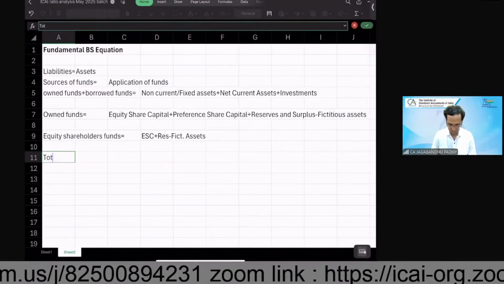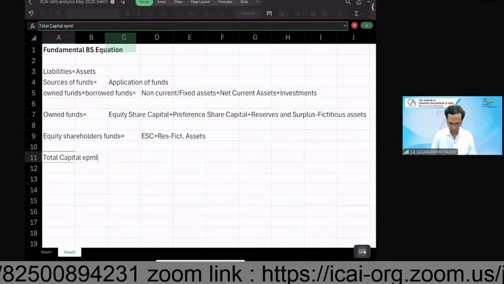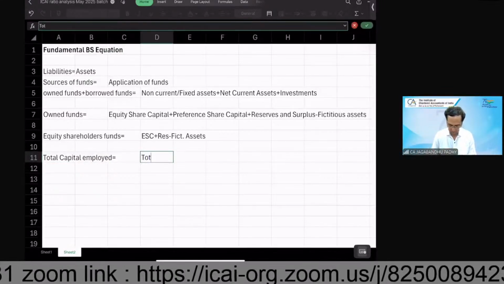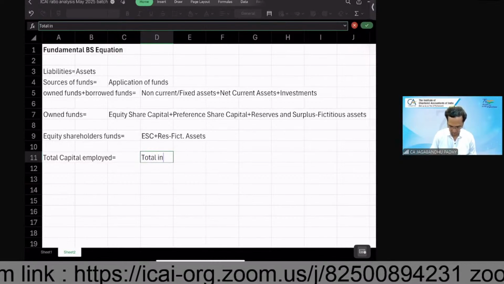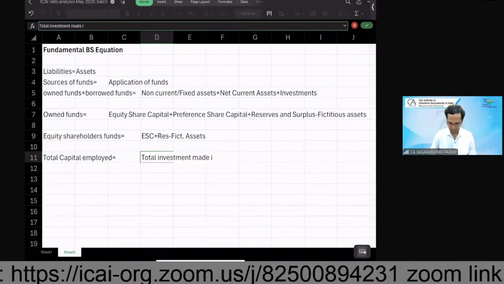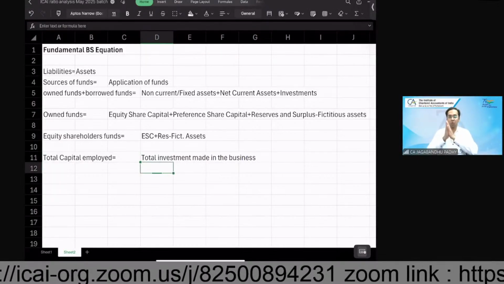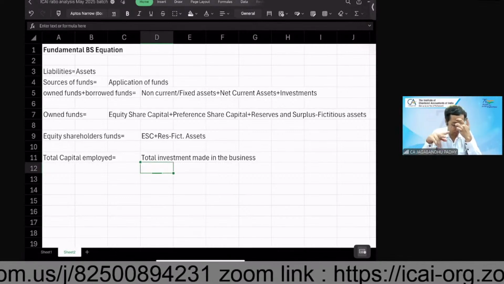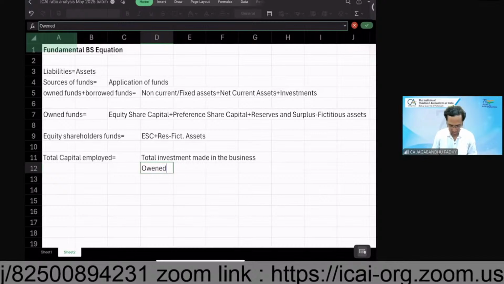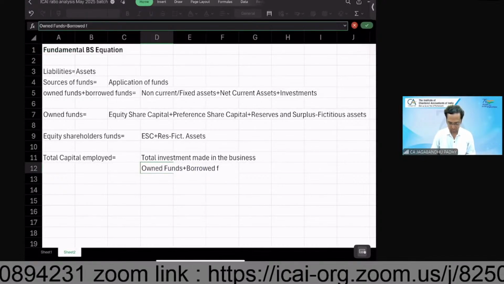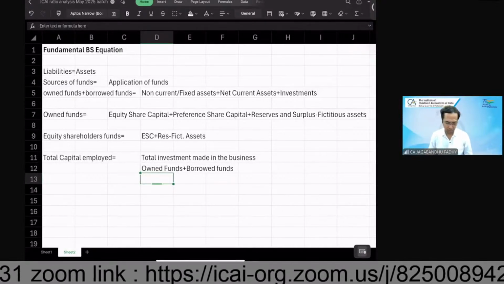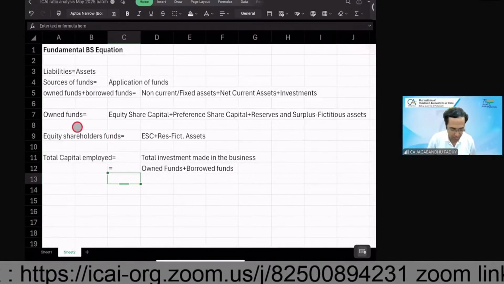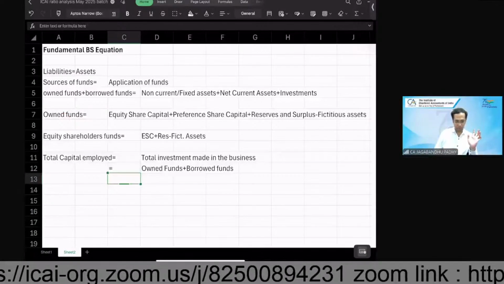Then we'll use one more term called total capital employed. Now, total capital employed is basically the total investment made in the business. Now, any business entity obviously has an investment made. Who makes the investment? There are two categories, either the own funds or the debt fund providers. So when we say total capital employed, we mean owned funds plus borrowed funds. Okay. So just remember these terms, guys: owned funds, equity shareholders funds, total capital employed.